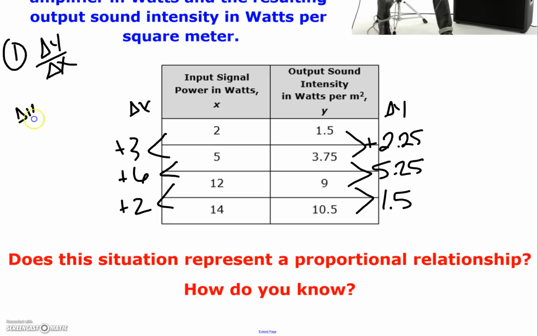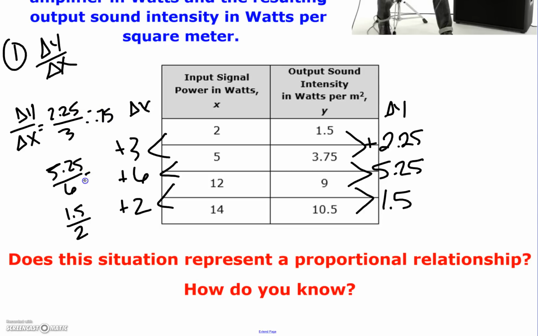So, change in Y divided by change in X equals 2.25 divided by 3, 5.25 divided by 6, and 1.5 divided by 2. So if you do your calculations, you should get 0.75 each time. So we know it is linear. Now let's check to see if it's proportional.